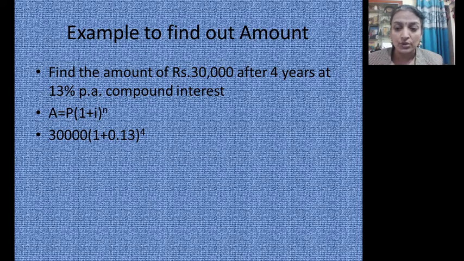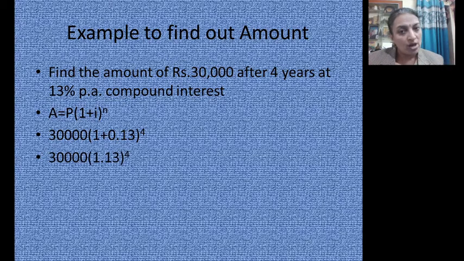I hope you have understood. If the rate of interest is 9%, what is i? 0.09. If the rate of interest R is equal to 20%, then 20 divided by 100, 0.2 is the i. Here A, we are calculating A, P is equal to 30,000, in the bracket 1 plus 0.13 and n is 4. So, raised to the power of 4.